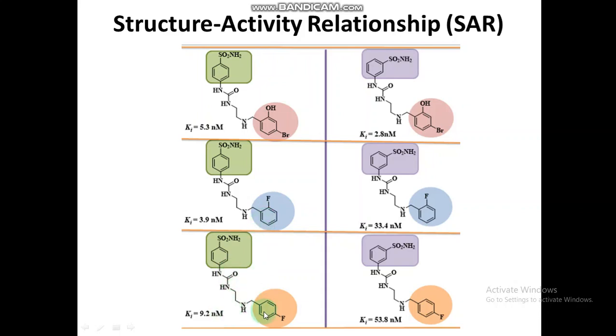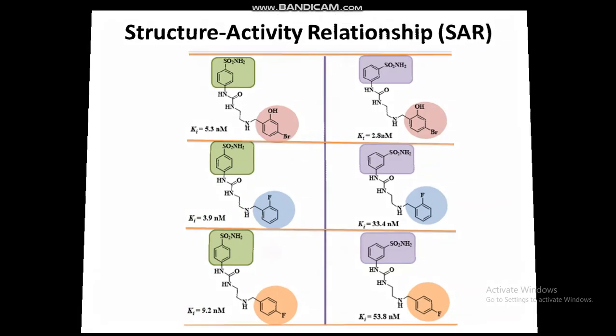When we look at the structure, again we have a fluoro compound which is more active, but in this case the fluoro is at the para position. According to this it is para-urido, meaning sulfonylamide, and it is more active, 9.2 nanomolar, and here it is less active. But if we compare these two, we observe that the ortho-fluoro is more active than para-fluoro according to these values. In this way we find the structure activity relationship.